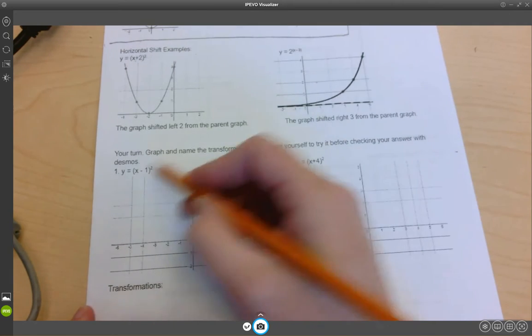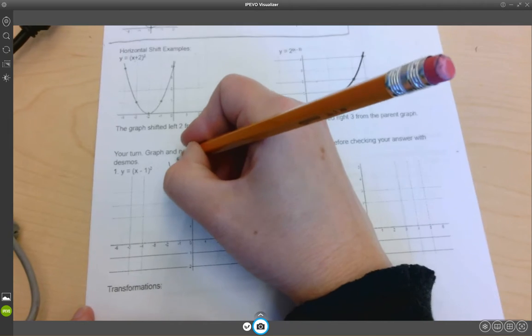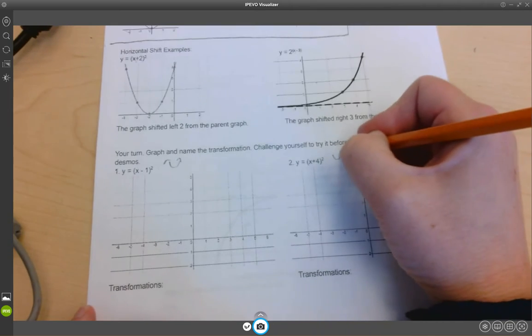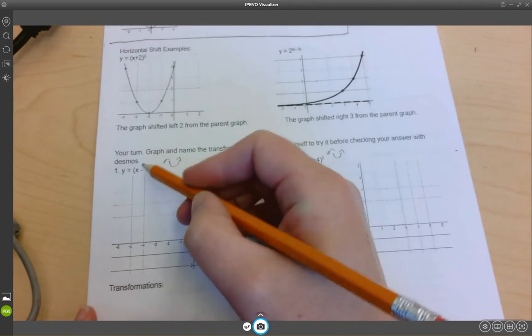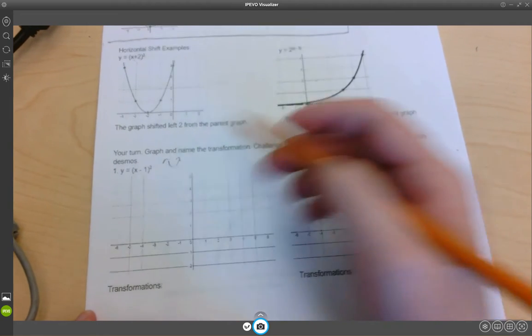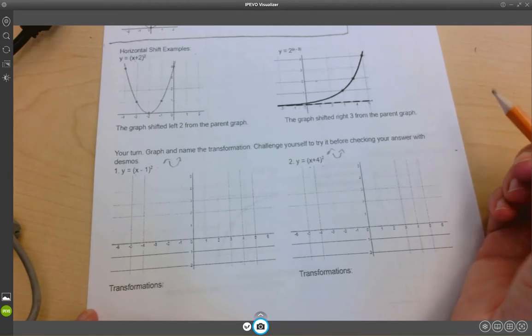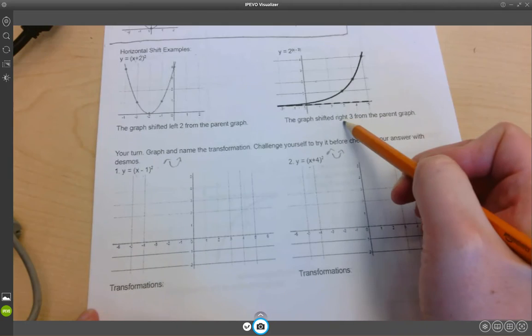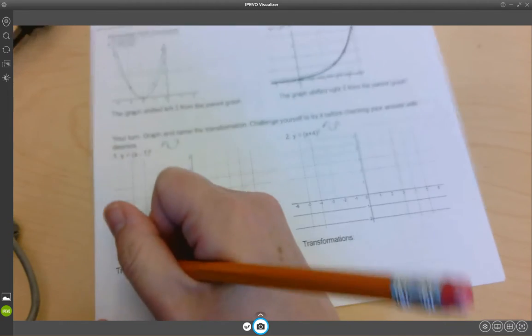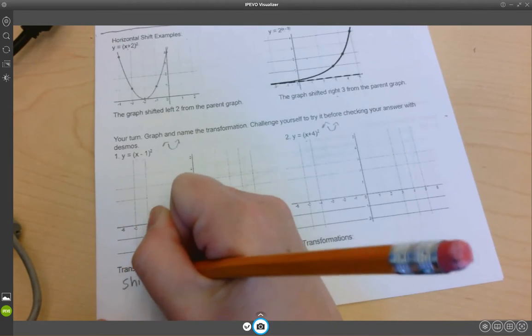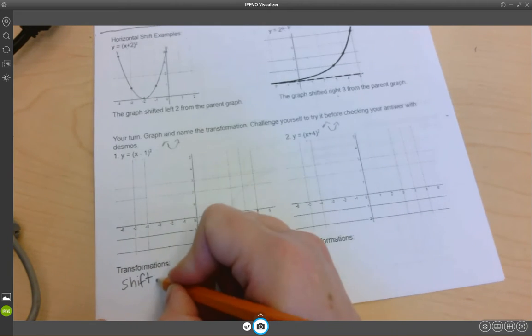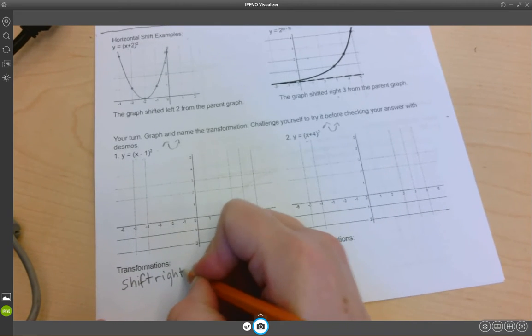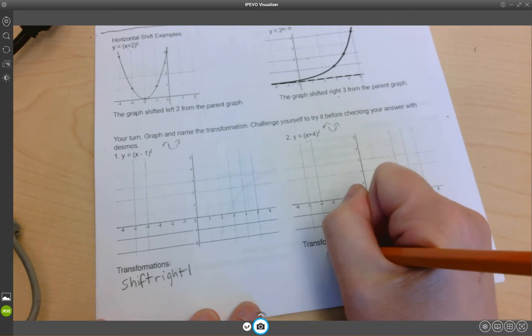All right, you should have noticed that both of these are quadratic, so you're going to be looking for U shapes for both of them. And the transformations, they are inside the parentheses, so they're left-right transformations. Remember that a minus is going to shift you right, so this will shift right 1 from the parent function, and this will shift left 4.